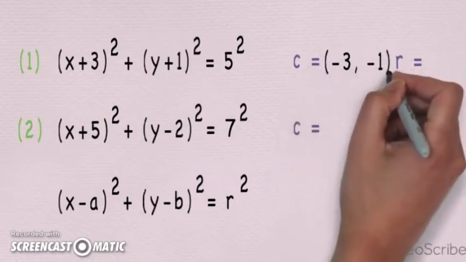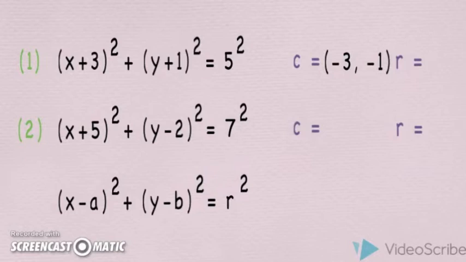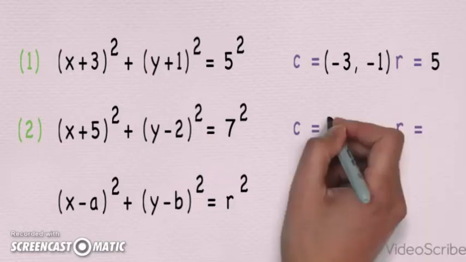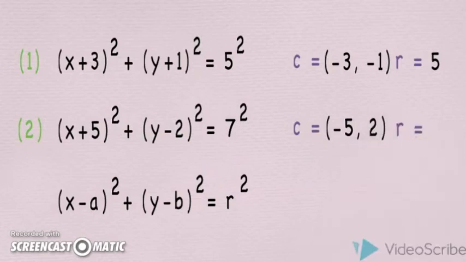For the first, since x plus 3 is the same as x minus negative 3, and y plus 1 is the same as y minus negative 1, we can see our center is at negative 3, negative 1. Also, since R is 5, the radius is 5. For the second, same thing. Since x plus 5 is the same as x minus negative 5, and we are given y minus 2, the center is at negative 5, 2. And again, since R equals 7, our radius is 7.